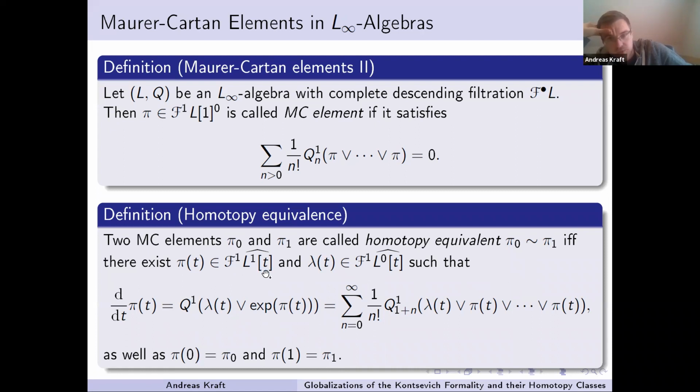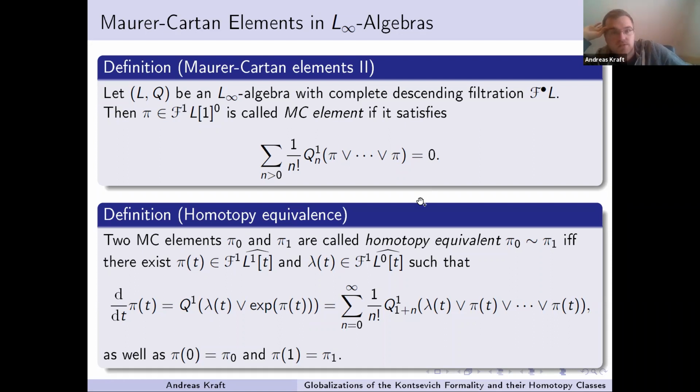And these spaces here are constructed as follows. So we take polynomials in t with values in L, then they inherit the filtration from L, and then we complete with respect to this filtration. So this is just to make sure that the evaluations are well defined. If we would here take formal power series or something, this might not be well defined. Okay, so now we have this homotopy equivalence, and we had before this gauge equivalence.